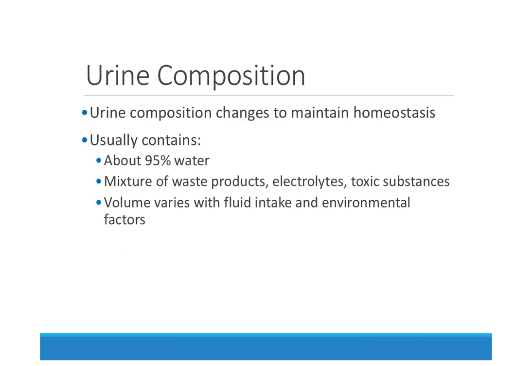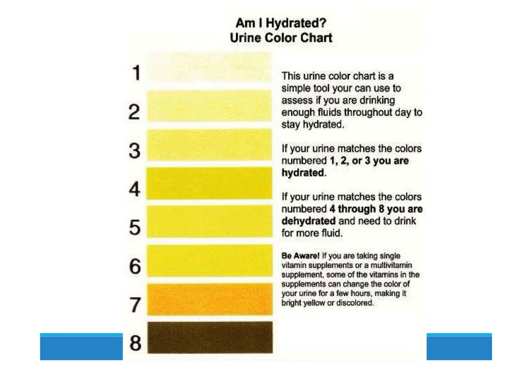So the actual composition of urine will change as it maintains homeostasis. Remember, this is what your urinary system does, keeps everything in balance so far as fluid balance of your body and pH. But basically, urine is about 95% water, and then you have the mix of waste products and electrolytes and some toxic substances and drugs. The volume of urine will vary with how much fluid you are taking in and what sort of environmental factors, such as the air temperature around you, affect your body's fluid balance. I think you're aware that you want to have light yellow urine, so you want to keep it on a pale yellow side. This tells you that you are well hydrated.